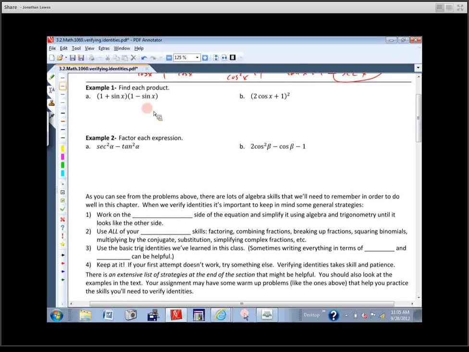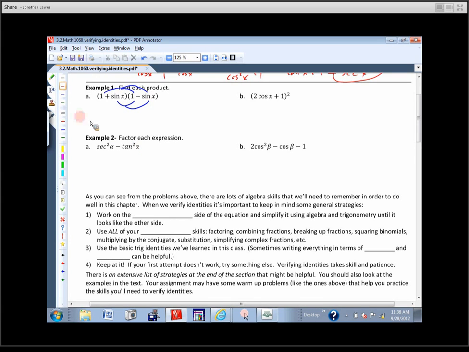It says, find each product. Now, not all of the problems that you have on today's assignment say verify an identity. Some of them tell you exactly what to do, like the instructions do here. It says, find the product. In other words, multiply these together. Now, you could go through and do the problem this way. You could say, well, I'm going to take the 1 and distribute it through. I'm going to take the sine of x and distribute it through. That would be totally fine.